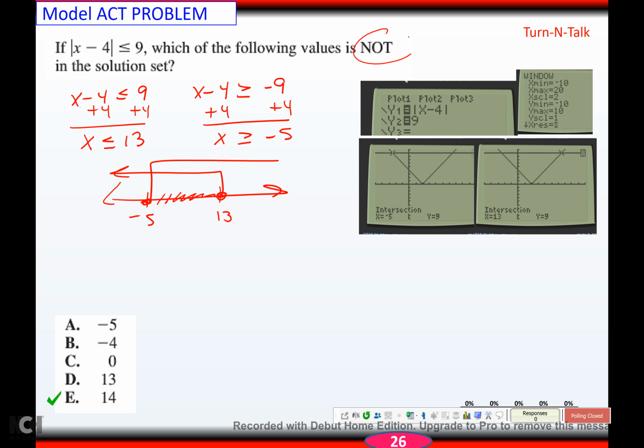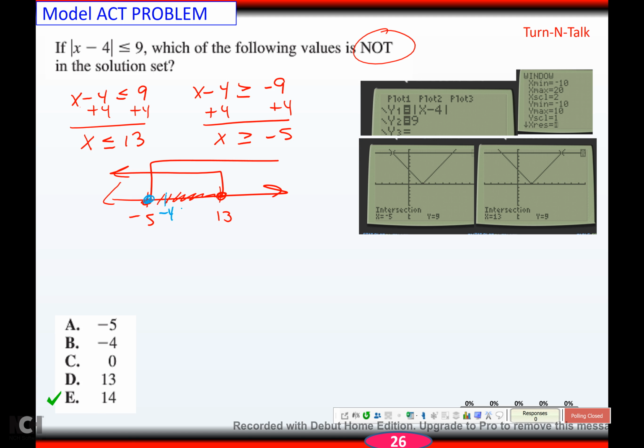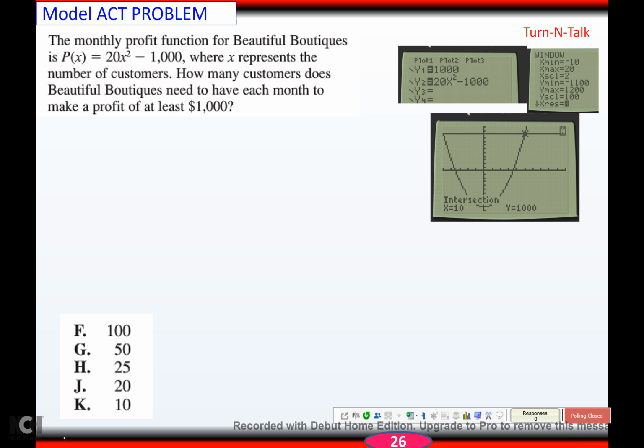And they want to know which one is not in there. Well, negative 5 is included, negative 4 is included, 0 is included, 13 is included, 14 is not. So that's not a part of my solution. Okay, try this one, hit pause, come back when you're ready.